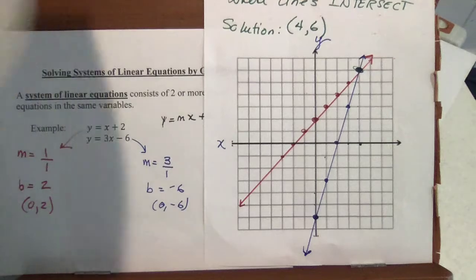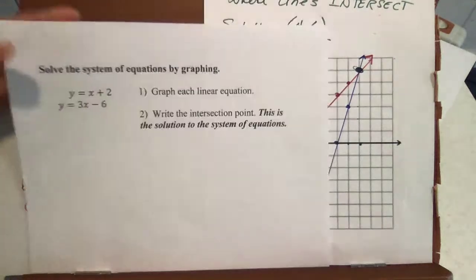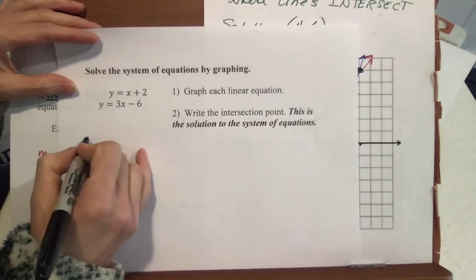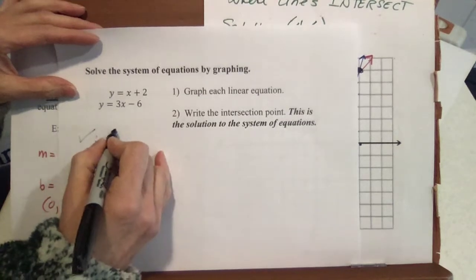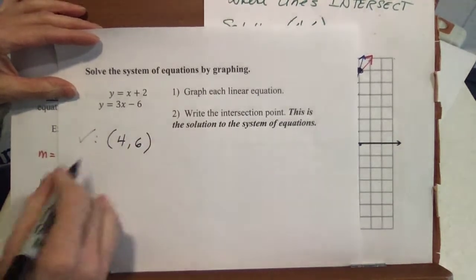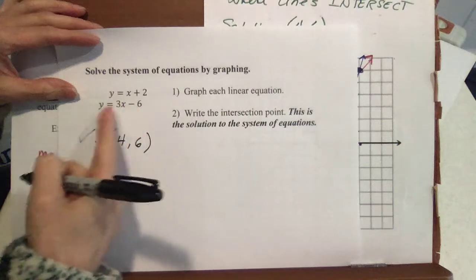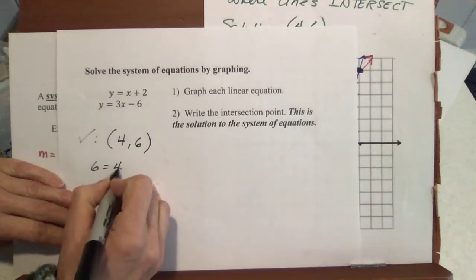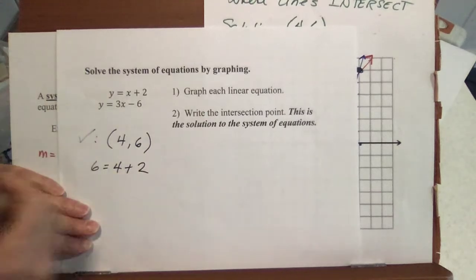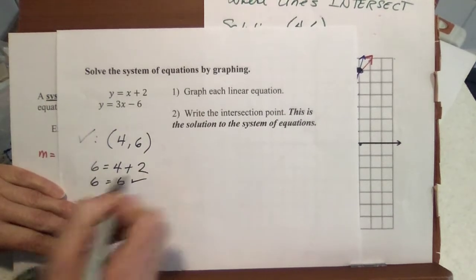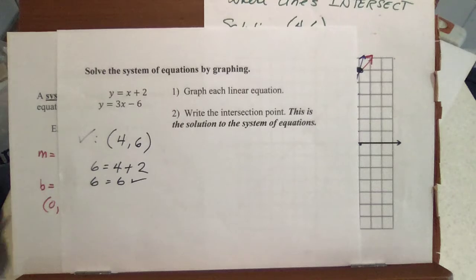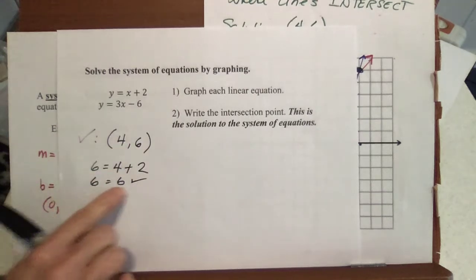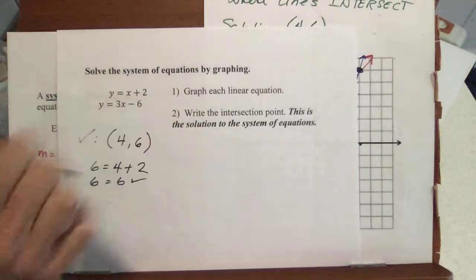Now, to check, which you really should always do, you substitute the point (4, 6) into both equations to see if it winds up being equal on both sides. Our y is 6, our x is 4, plus 2. That's our first equation. 6 equals 6, and that's true. So it checks for that equation, which means the point (4, 6) is on y equals x plus 2.